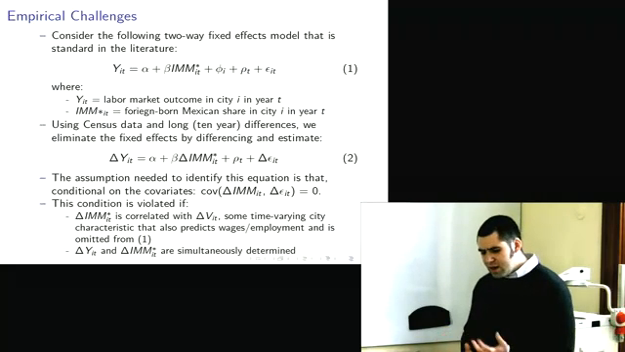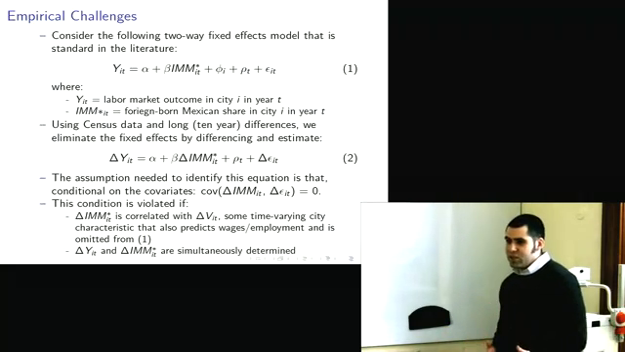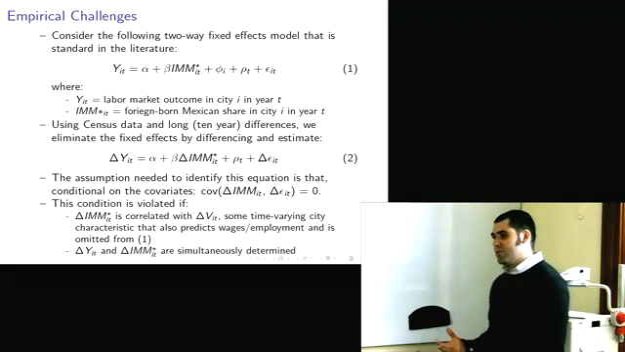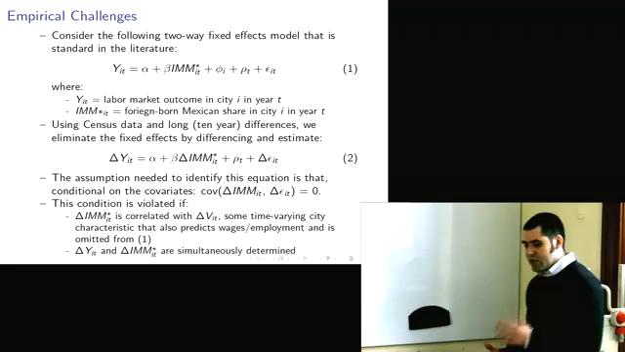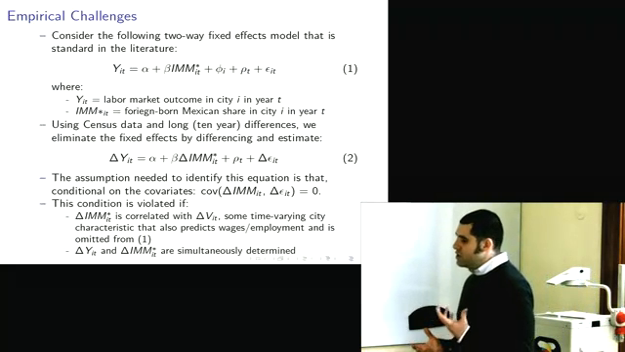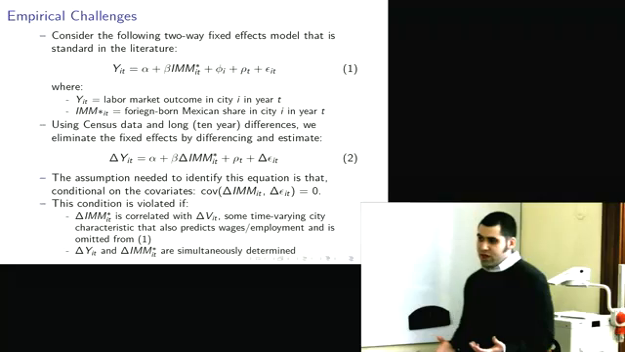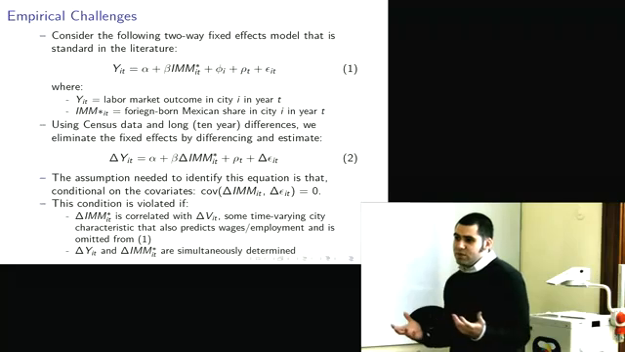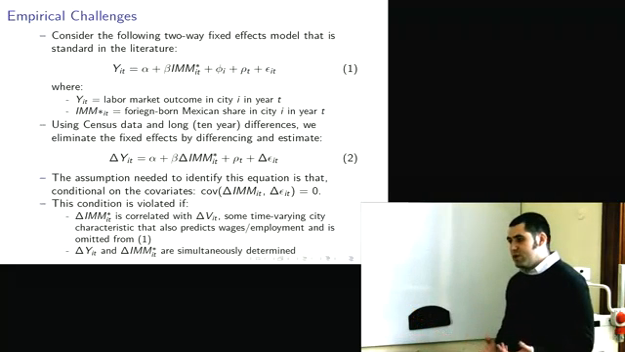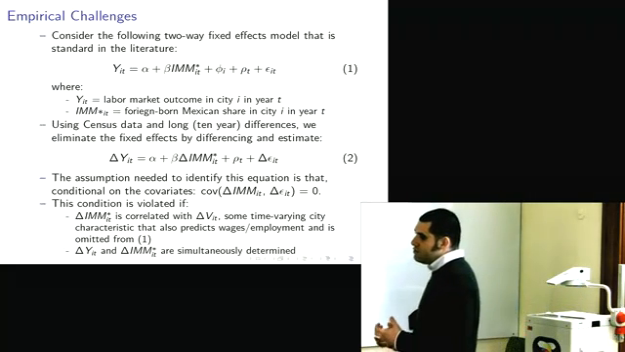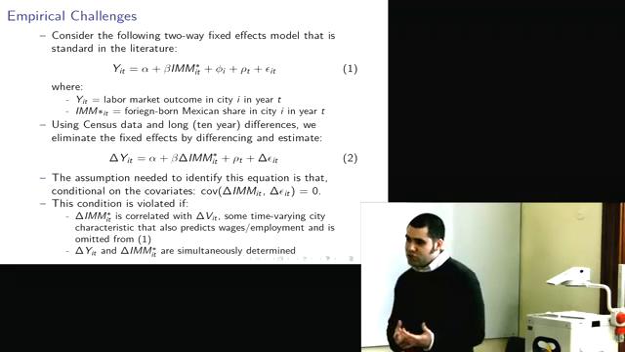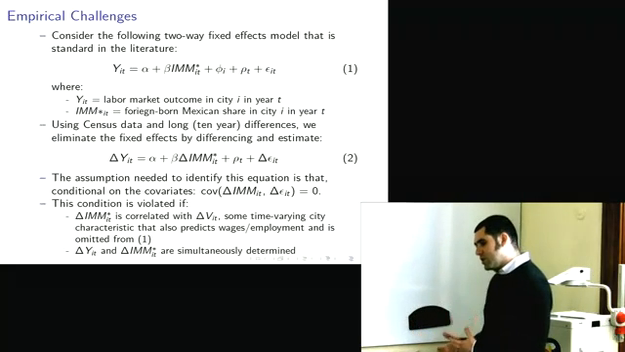Now, what people tend to do in this literature is use US Census data in long differences. You difference out this equation, you remove the fixed effects, and then you estimate model 2, in which you're regressing the change in the wage on the change in the immigrant share over 10 years. Of course, the assumption needed to identify this equation is that the covariance of the immigrant share and the error term is 0, and this is not going to be met if there's some time-varying variable that's omitted from the equation that predicts the wage and is related to immigration. It's also going to be violated because, just as the immigrant share might predict the change in the wage, the wage itself could be predicting the immigrant share.